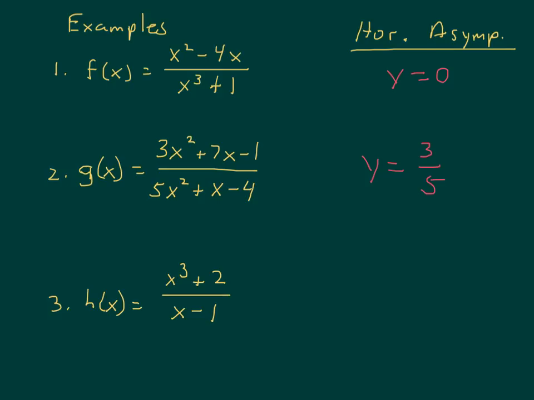In the third example, the degree of the numerator is 3 and the degree of the denominator is 1. So the degree of the numerator is bigger than the degree of the denominator, and when that happens, there's no horizontal asymptote.